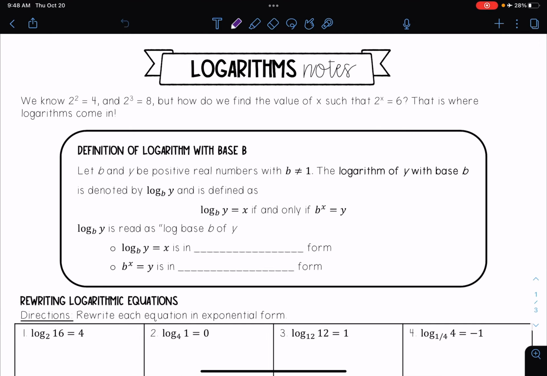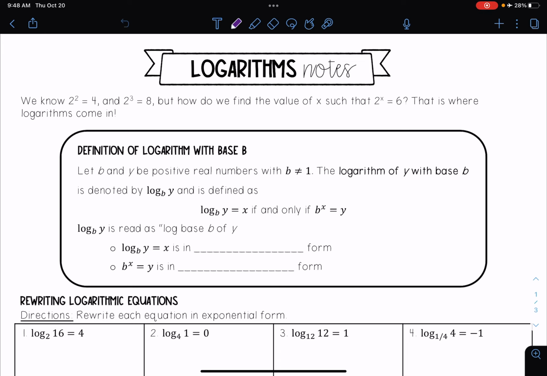Hello everyone, in this lesson we're going to be talking about logarithms. So we know that 2 squared equals 4 and 2 cubed equals 8, but how do we find the value of x such that 2 raised to the x power is equal to 6? Well, that is where logarithms come into play.